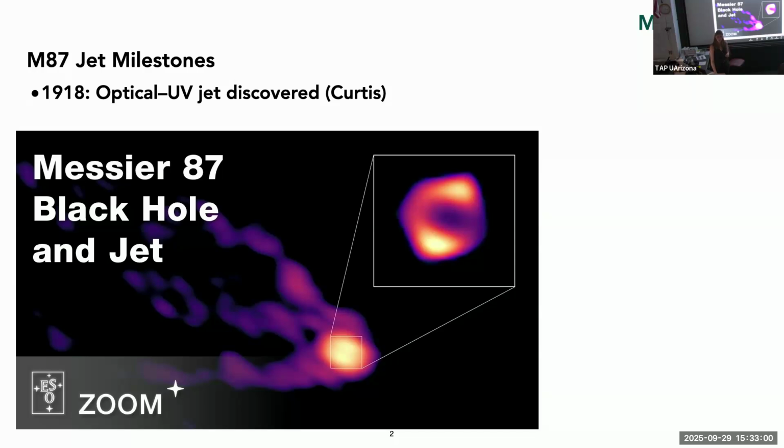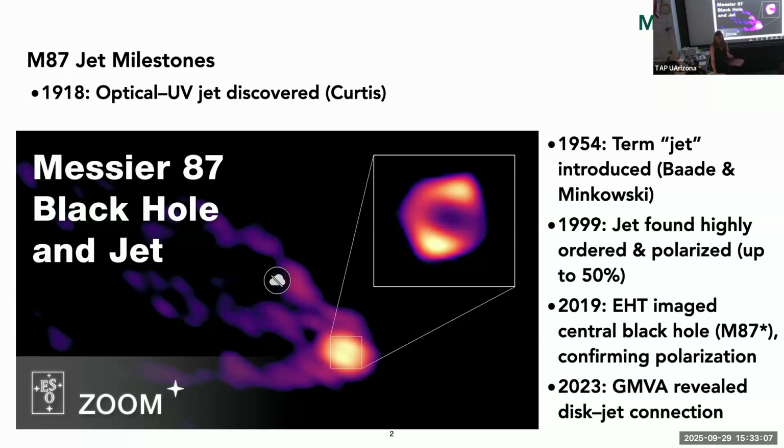So in 1918, the optical UV jet was discovered by Curtis. Then in 1954, the term jet was introduced. In 1999, jets were found to be highly ordered and polarized, which is also important for my study. And the EHT, then in 2019, imaged the central supermassive black hole of M87.